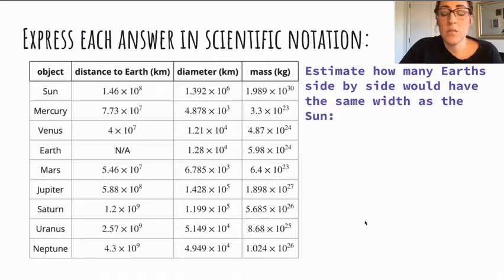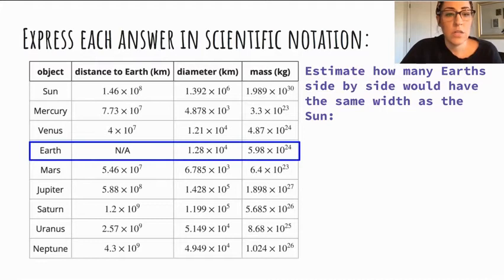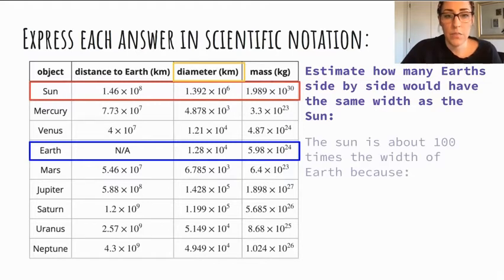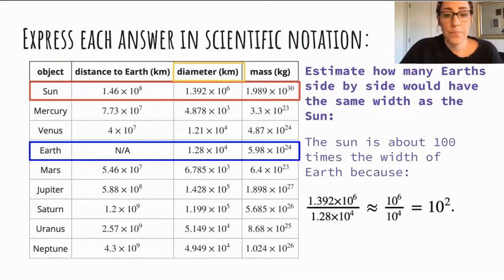Now that you've had some time to work, let's go through these questions together. We start by estimating how many Earths side by side would have the same width as the sun. So here's Earth and then the sun, and we're specifically looking at this diameter column. The sun is going to be about 100 times the width of Earth, and here is why.